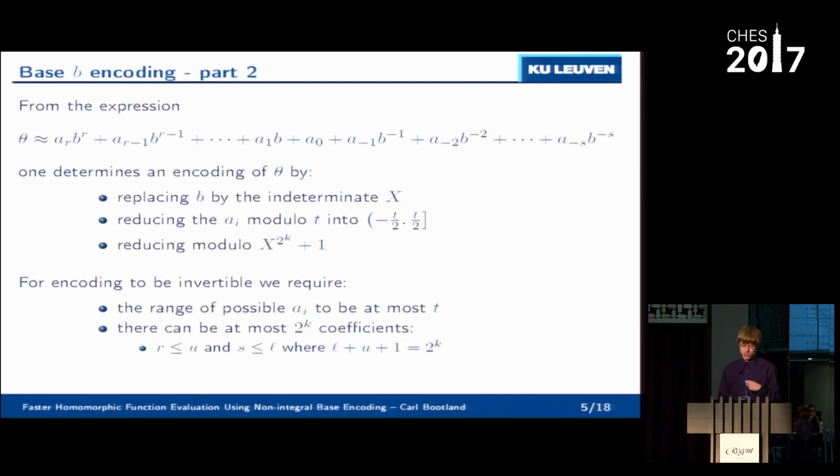We also require that there can be at most 2 to the k coefficients. And this must hold for every encoding we produce. So we give integers u and l, u for upper bound, l for lower bound, and say that the highest power of the base b which we can use is b to the u, and the smallest is b to the minus l. And this gives the constraint that l plus u plus 1 has to equal 2 to the k.